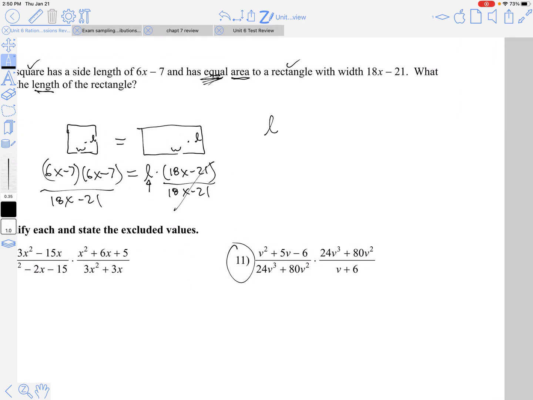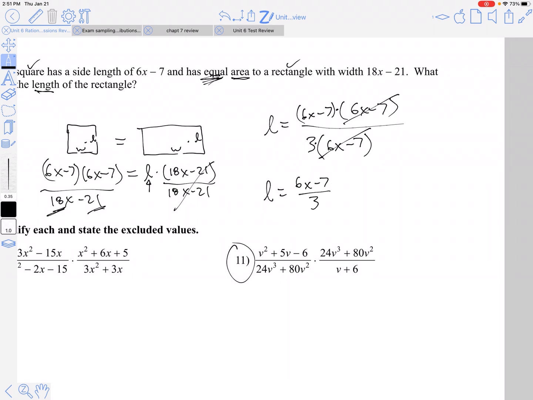Okay, so L equals 6x minus 7 times 6x minus 7 divided by, now 18 and 21, if I think about the multiplication for those, I can pull out a 3. That leaves me with 6x minus 7. So I factor it to turn it into a multiplication problem. Notice the top's held together by multiplication, the bottom's held together by multiplication. So we can divide those out. Anything divided by itself is 1. And then when we do 1 times 6 minus 7, it stays the same. And so we have no issues there. Now nothing else can cancel, so I'm done with 9.